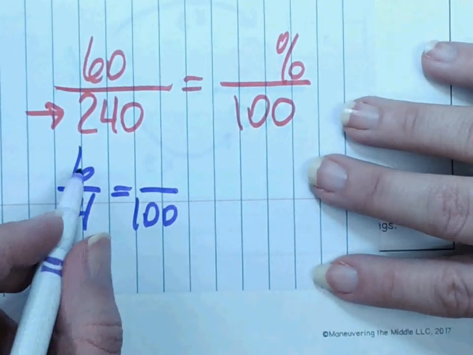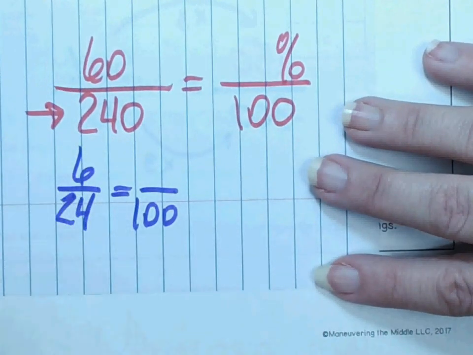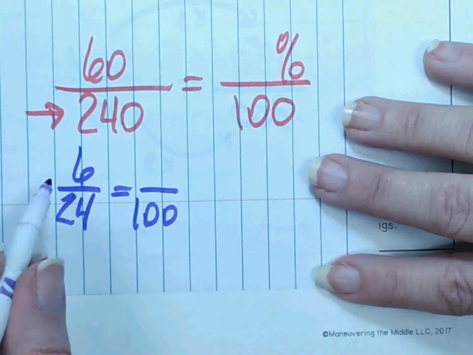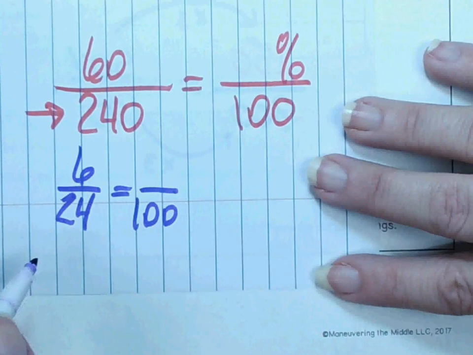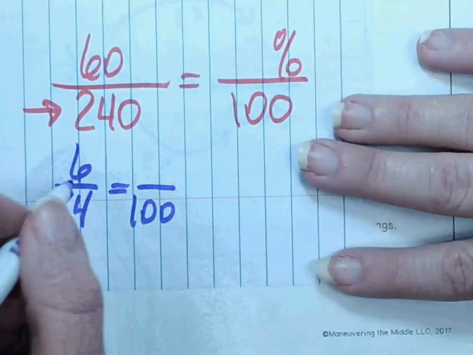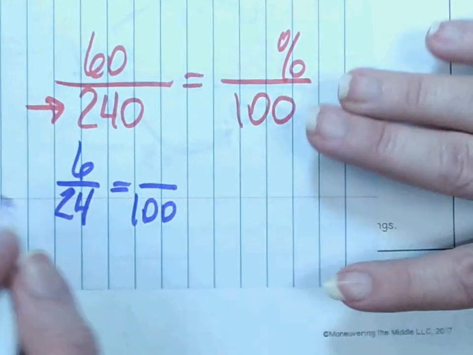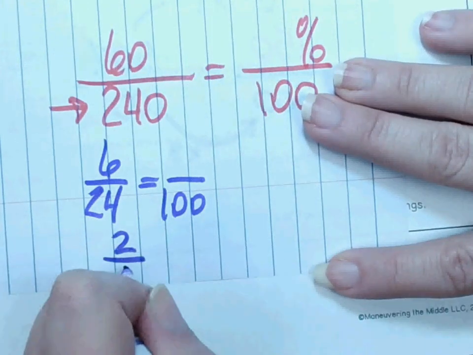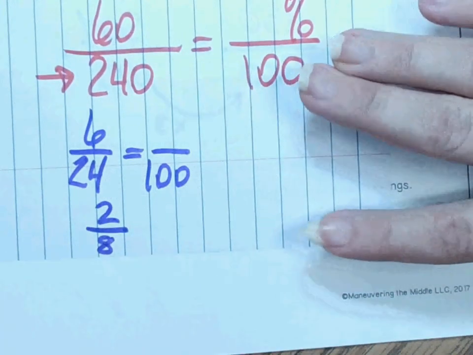I cannot divide 6 by 4. I can divide by 2. I can divide by 3. Let's divide it by 3 then. That would give me 2 over 8. Can I simplify that? Yeah. To what? 1 over 4.